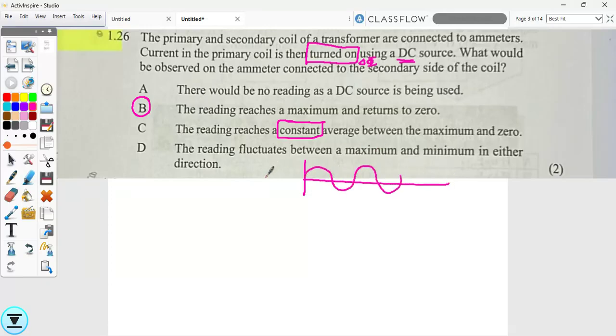But to have this, we have to, in the primary coil, have an AC source. So the only one that it could be is then B, because it's just going to turn on quick and then go away because of the DC. So please look out. It looks as if you guys have done a lot of questions on DC for a transformer with a DC source. So look out for DC sources in your prelim.